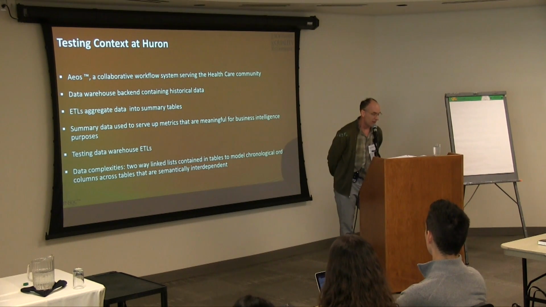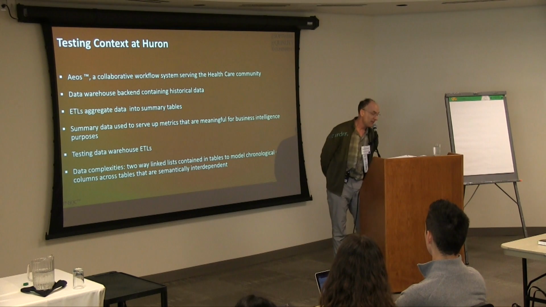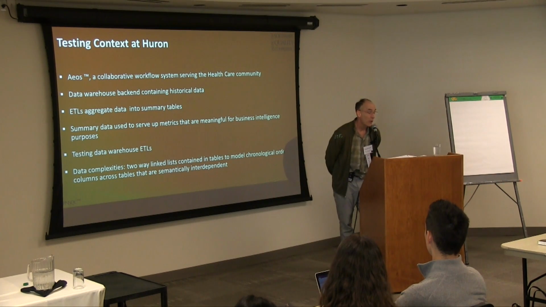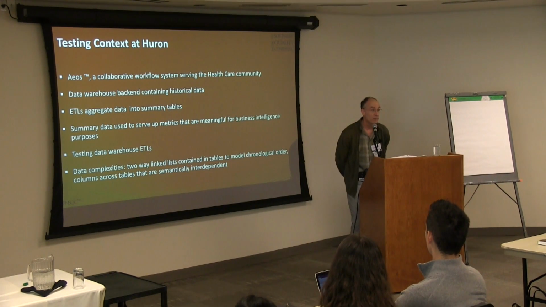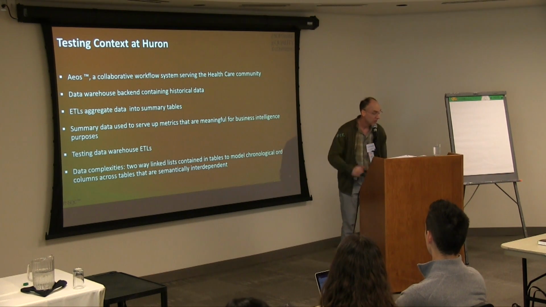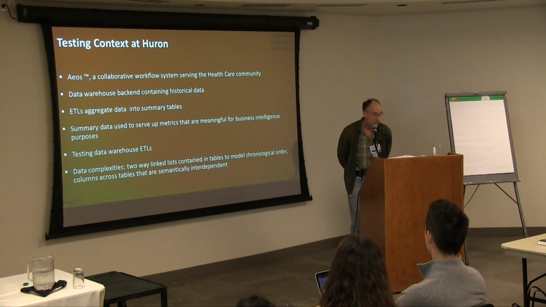So, two of the complexities that we were confronted with were: in the data warehouse, we have tables that are comprised of two-way linked lists, and there are many of them to model chronology. So you go one way up the list, you're going into the future. You go the other way, and you're going into the past. We also have columns across tables that are semantically interdependent that we needed to capture.